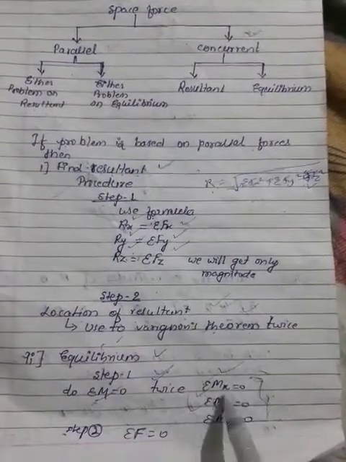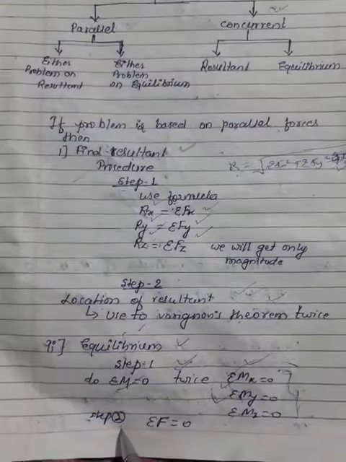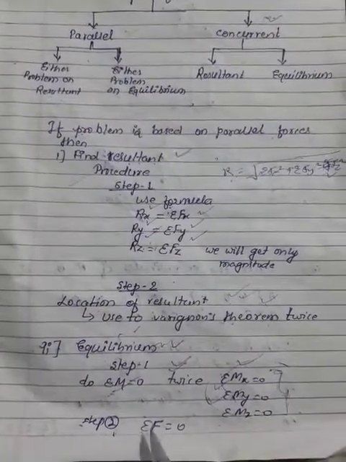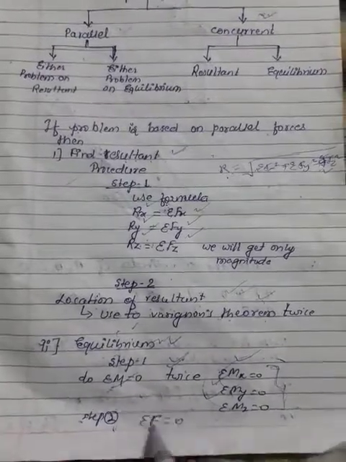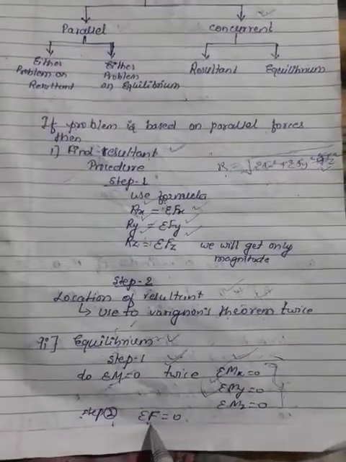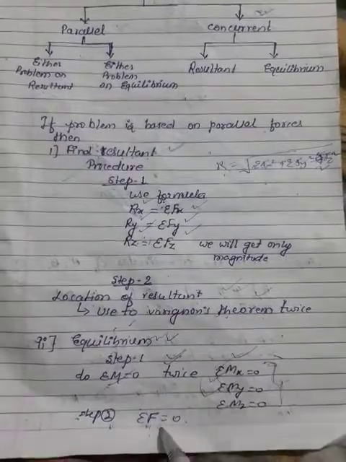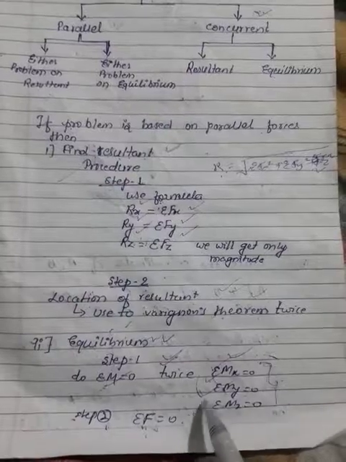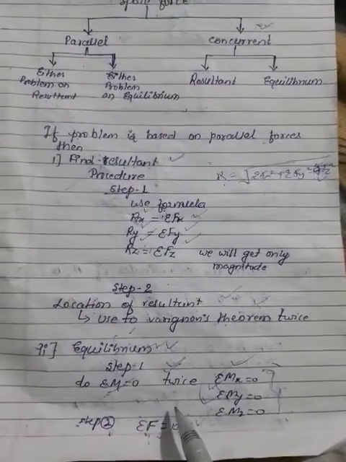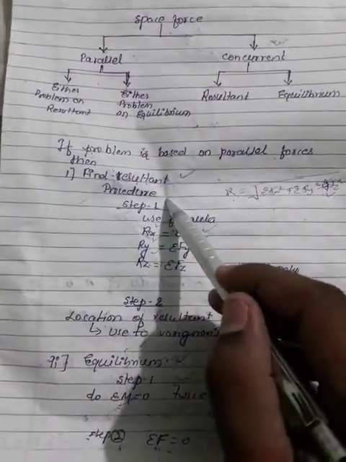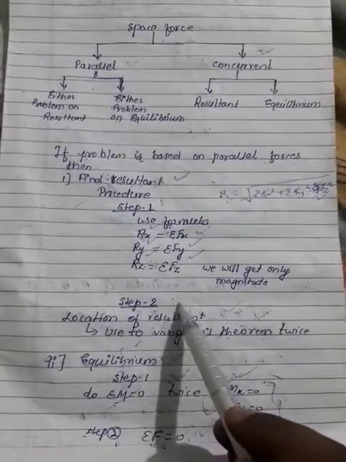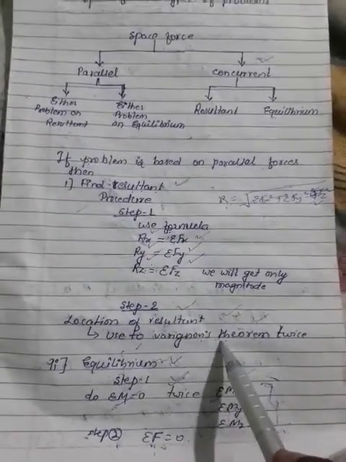And in step 2, in the equilibrium problem of a parallel space force system, I am going to apply summation F equal to 0. Maybe this is summation F in the x direction, maybe in the y direction, maybe in the z direction, depending on what value I have to calculate. So in this way we calculate the resultant for a parallel space force system, and also locate its position by using Varignon's theorem.